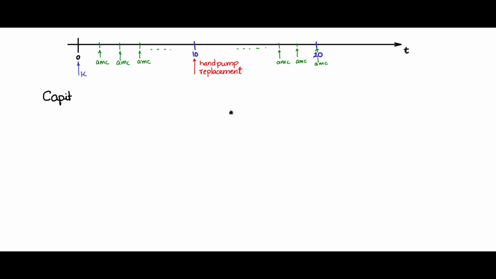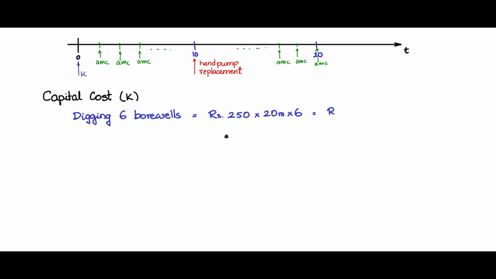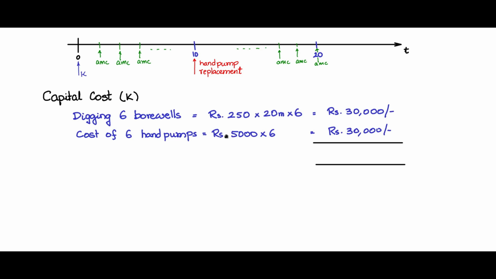Let us now calculate the capital cost K. So we should invest in digging 6 bore wells, and we know it costs around 250 rupees per meter into 20 meters and 6 of them, and therefore that works out to be rupees 30,000. Then we have to invest in the 6 hand pumps, and that is rupees 5,000 times 6 of them, another 30,000. Add up all this, you get K is equal to rupees 60,000.